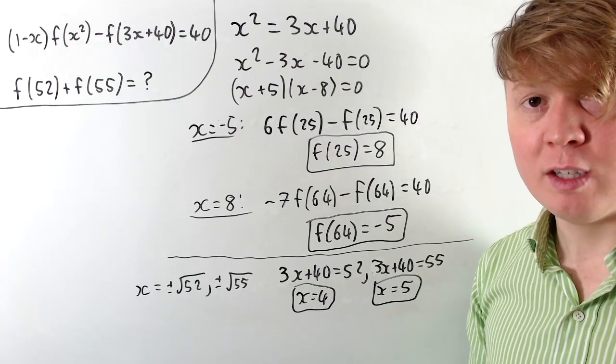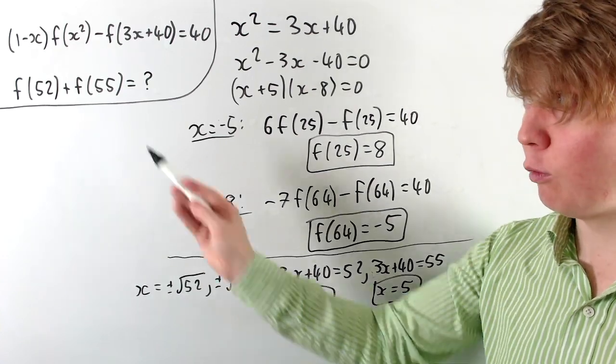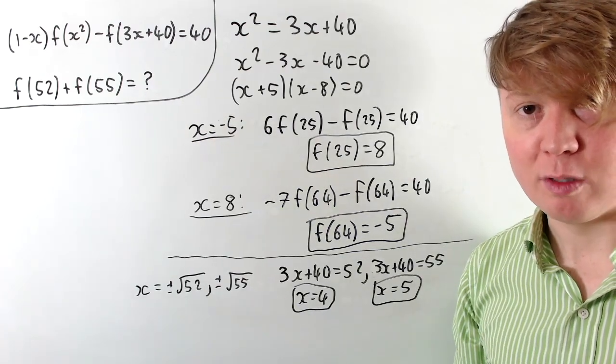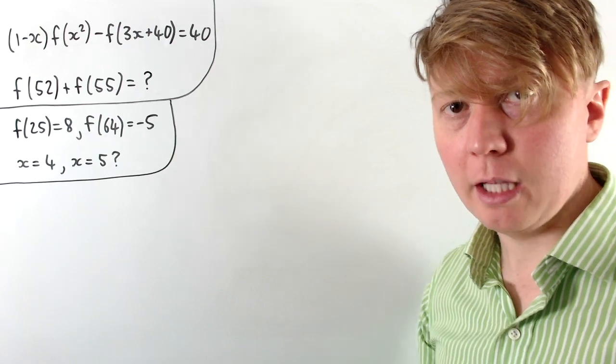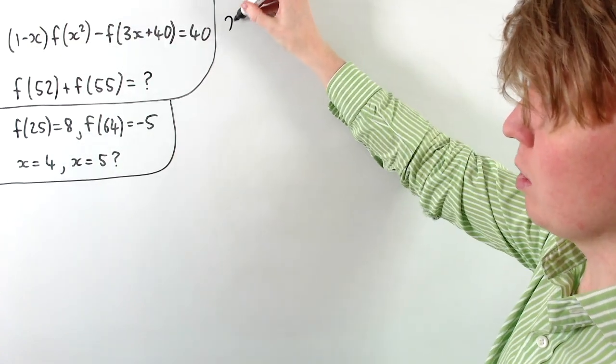So now we can clear some board space, and then we'll try substituting in x is 4 and x is 5, and then we'll get some equations involving f of 52 and f of 55. So first let's try substituting x equals 4 into our equation and see what this gives us.